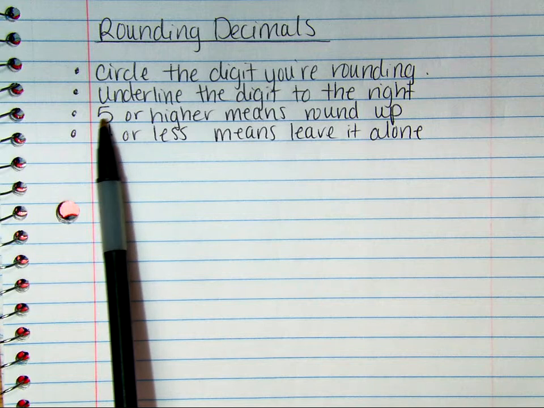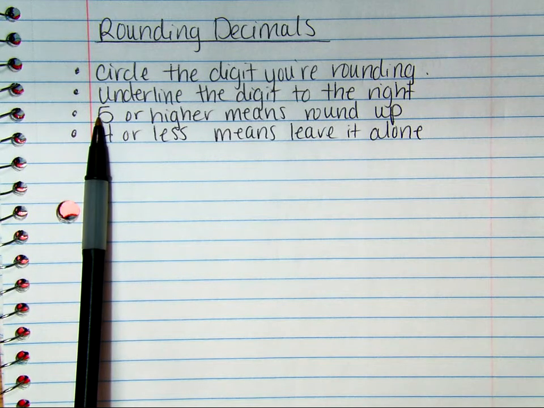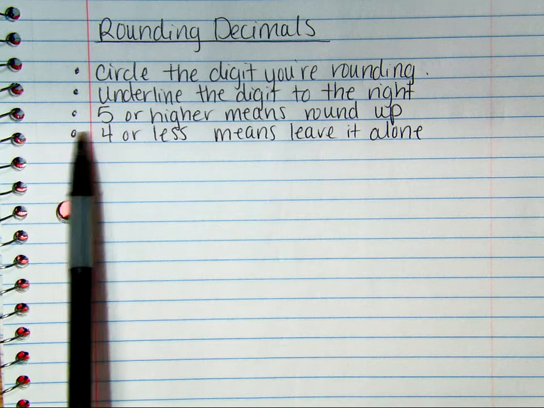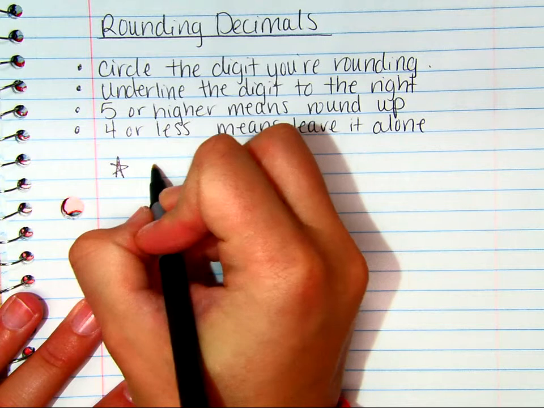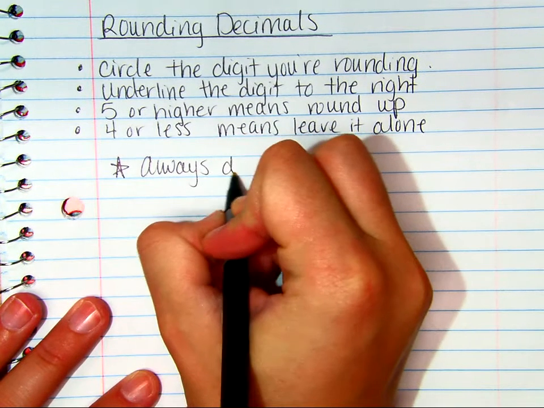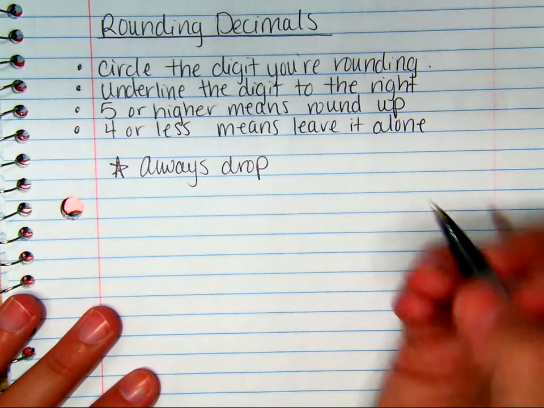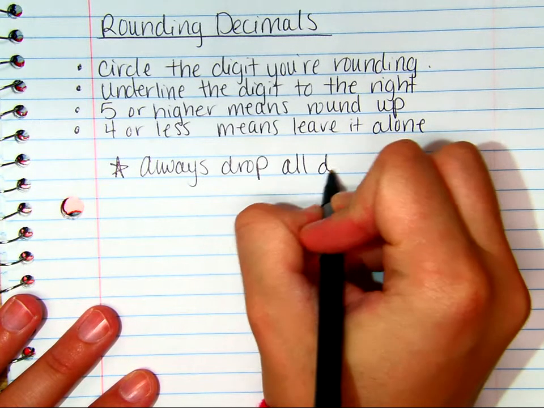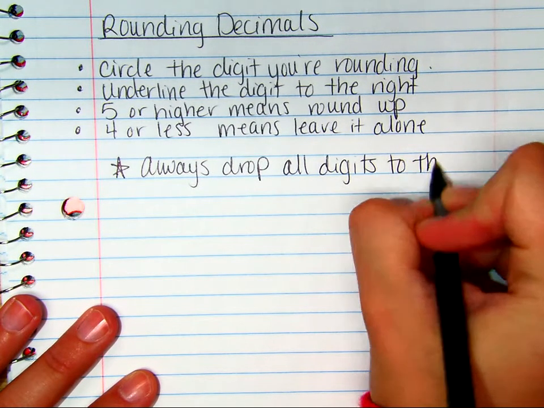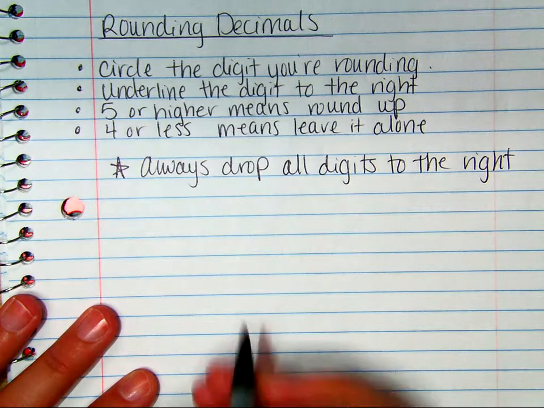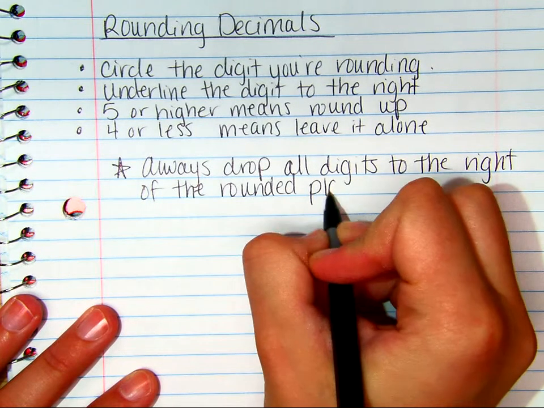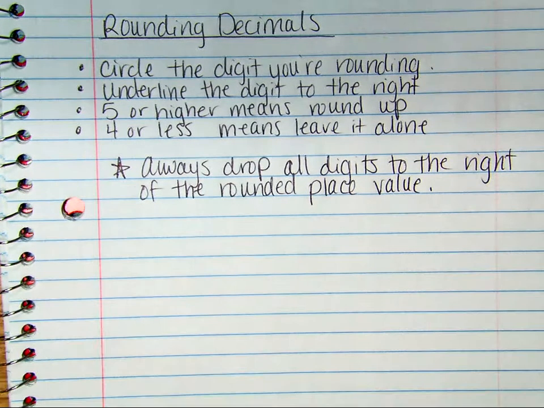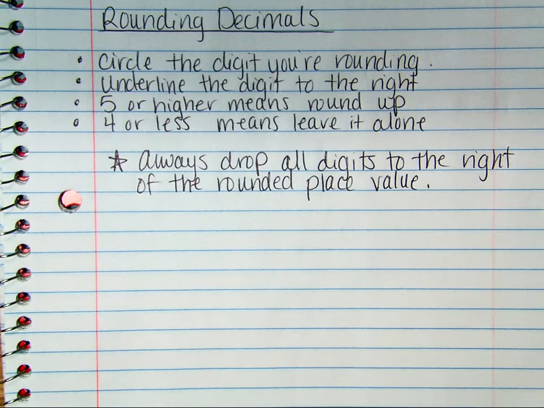And then if that underlined digit is 5 or higher, that means round up. If it's 4 or less, that means just leave it alone. And then if you want to add a little note to yourself, you always drop all digits to the right of the rounded place value. So let's do some examples here after you copy that down.